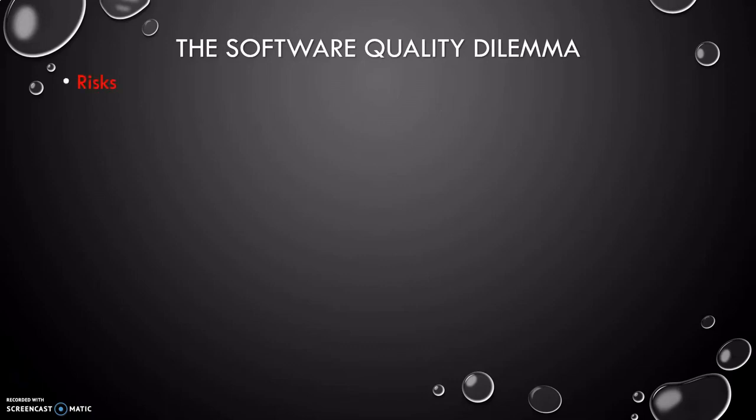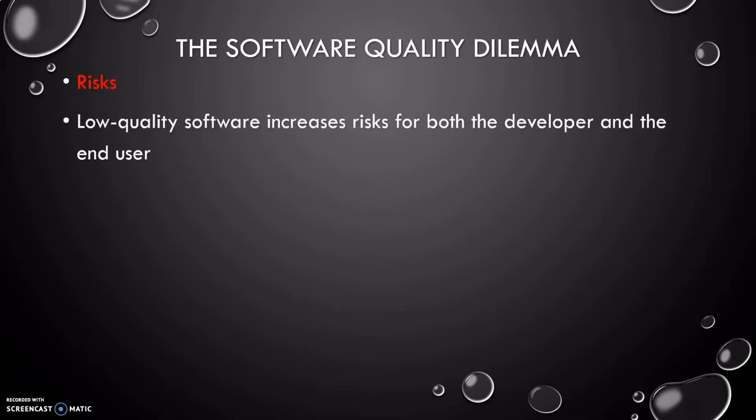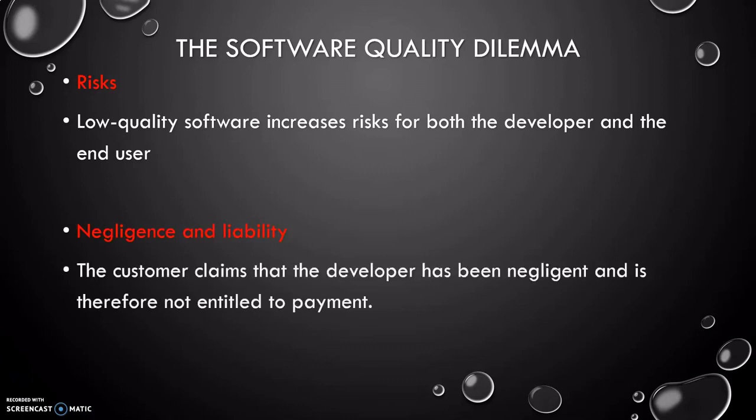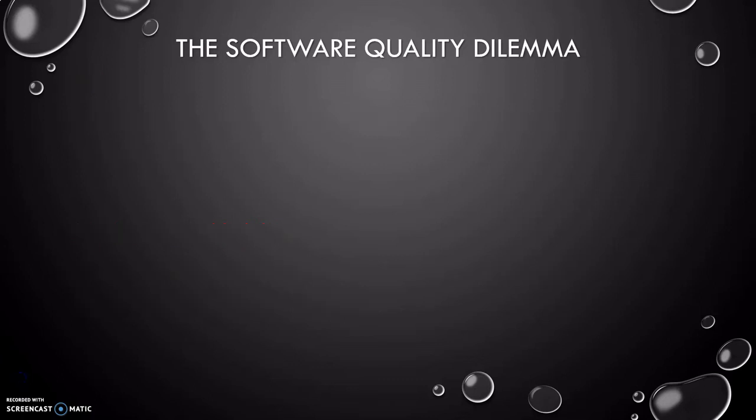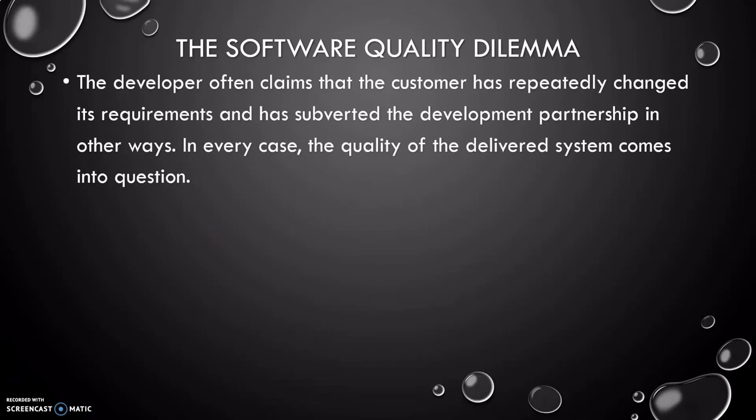Now, the next point in the software quality dilemma is risks. Low quality software increases the risk for both the developer and the end user. Then the next software quality dilemma is negligence and liability. The customer claims that the developer has been negligent and is therefore not entitled to payment. And sometimes the developer claims that the customer has repeatedly changed its requirements and subverted the development partnership in other ways. So in every case, the quality of the delivered system comes into question. So we have to make sure about these dilemmas.